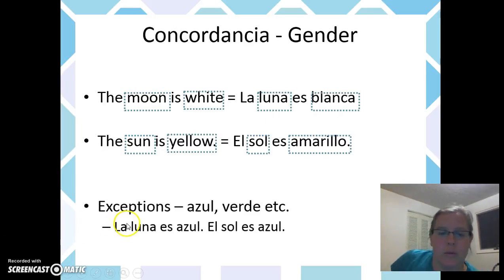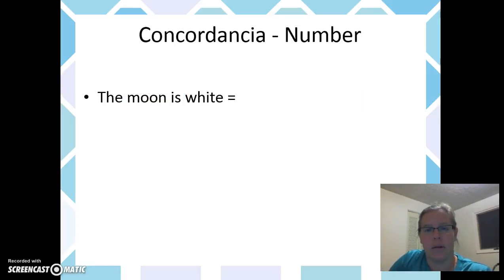Now there are exceptions to adjectives that don't really have gender, and some of those are azul, which is the color blue, and verde, which is the color green. You're not going to say azula and azulo. Everything is azul, whether it's feminine like la luna, or whether it's masculine like el sol. Okay, so there are exceptions to this rule, and we'll just get used to those and we'll learn those as we go.